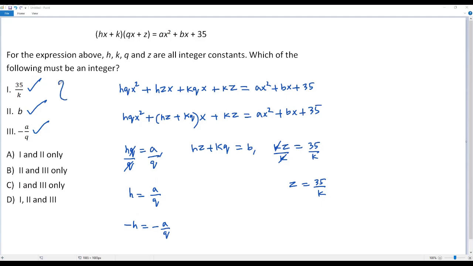So in the given three statements, all three are integers. The correct answer choice for this question is D.